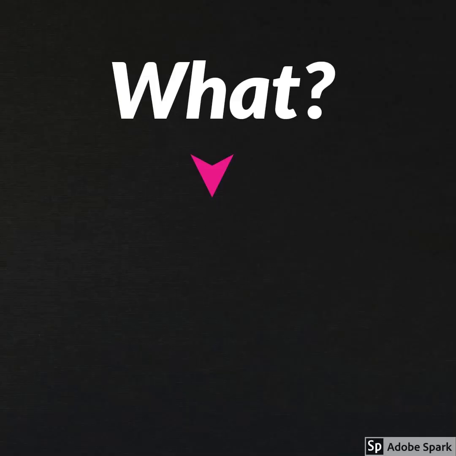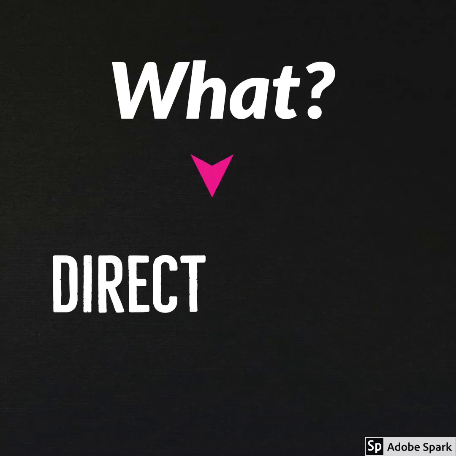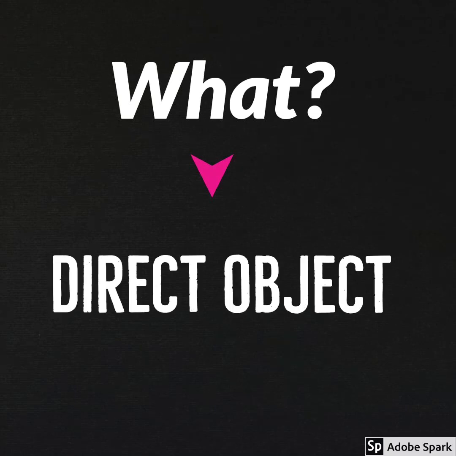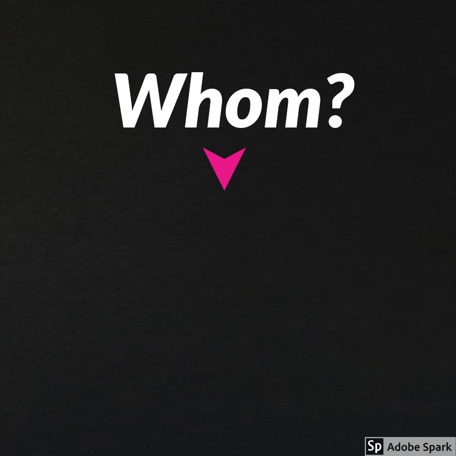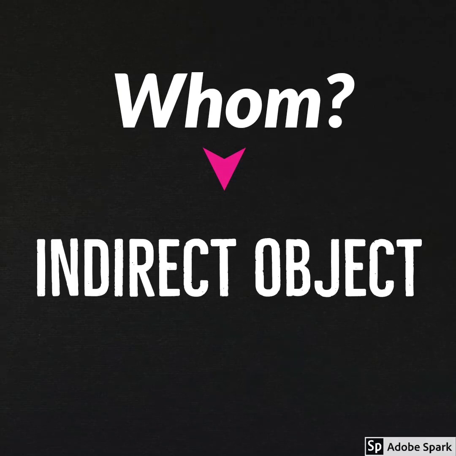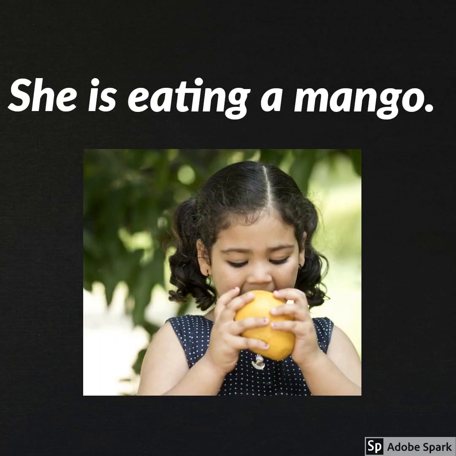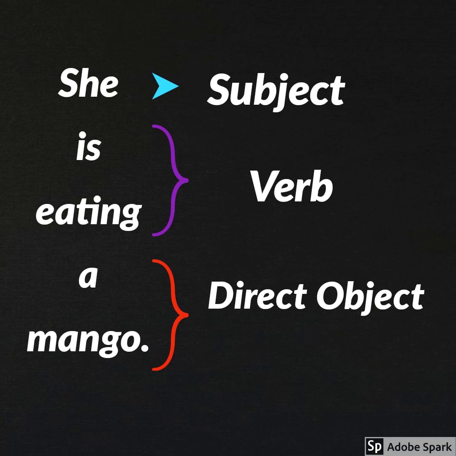Now let's talk about direct object and indirect object. In a sentence, the answer for the question what becomes the direct object, and the answer for the question whom becomes the indirect object. For example, she is eating a mango. She, subject, is eating the verb. What is she eating? A mango. So a mango becomes the direct object.